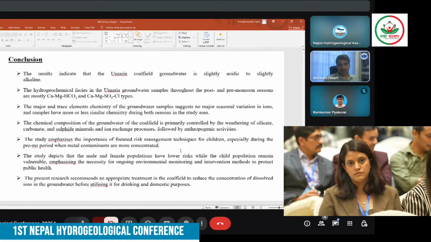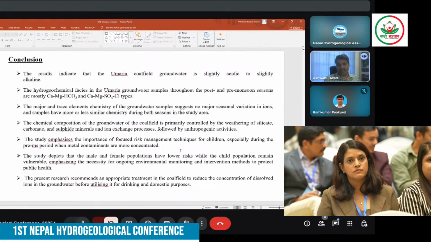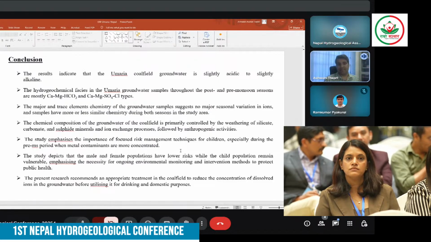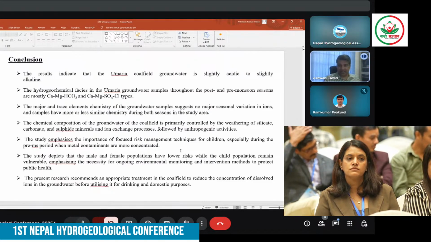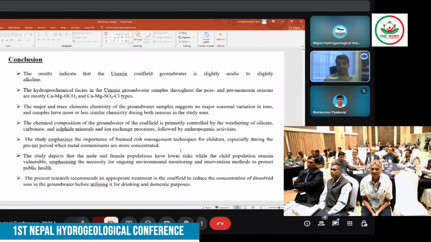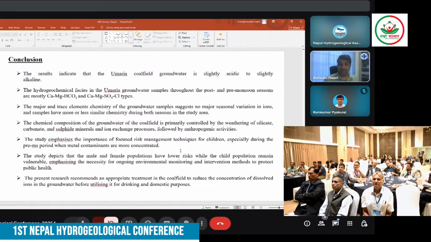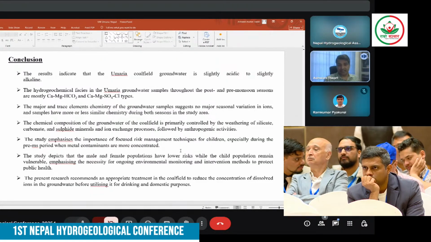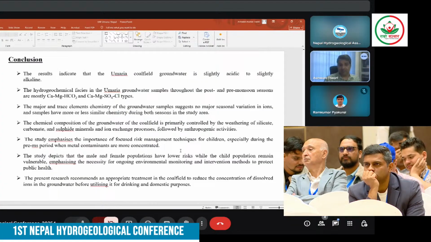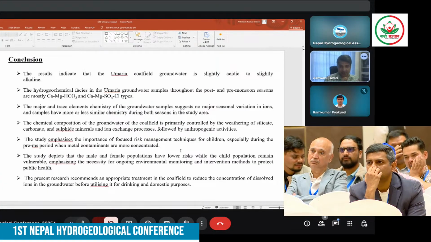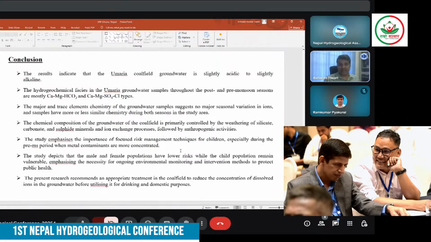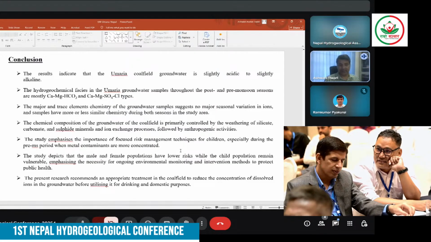So the conclusion of the research: the groundwater is slightly acidic to alkaline in nature, mostly calcium magnesium carbonate type and calcium magnesium sulfate and chloride type. We have not identified any seasonal variation. More or less they have similar chemistry in both seasons, maybe because of the groundwater of the mining area, they have not much variation in the ions. And then we identified the weathering of silicate, carbonate and sulfide minerals as well as ion exchange and anthropogenic activity mainly controlling the groundwater geochemistry of the area.